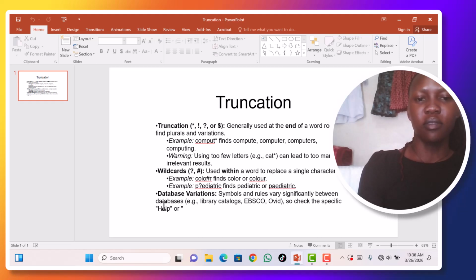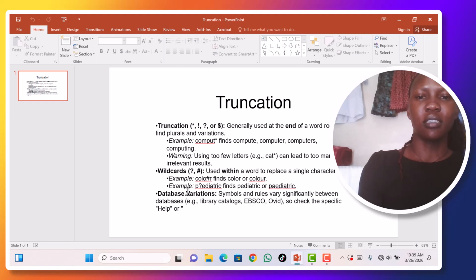Then we have database variations. Symbols and rules vary significantly between databases. When symbols and rules vary significantly, importantly, for example, library catalogs, we have EBSCO or OVID. So check the specific help page.